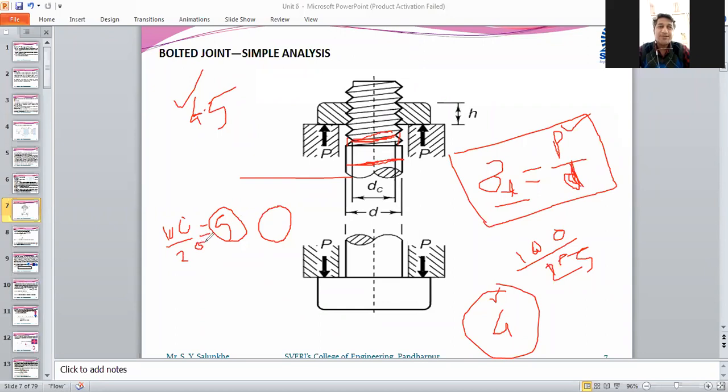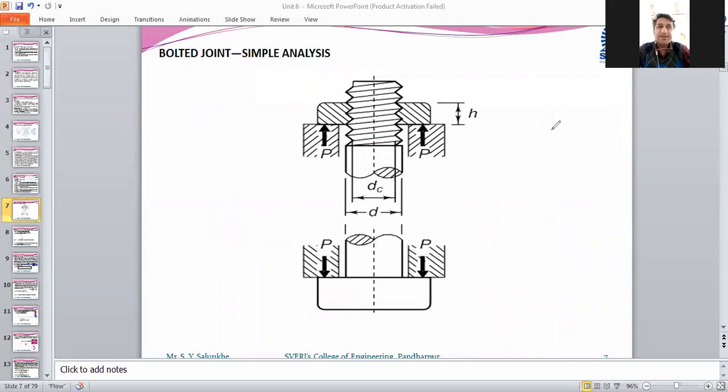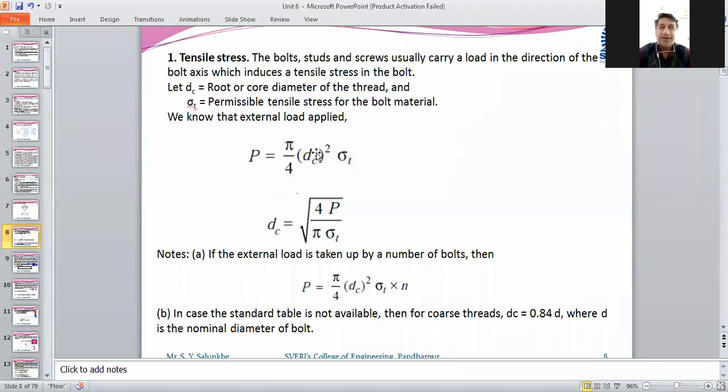If the root or core diameter is increased and made as a 25, external diameter may become as a 30 in that case. Okay, but root diameter has become 25, and then the value of stress will be 4 Newton per millimeter square, and then afterwards we can say now this is safe. Getting me? And that's why always you are going to take the core diameter for calculating stress or calculating the load carrying capacity. Okay, then this core diameter is given by under root 4P divided by pi sigma t, where sigma t is the tensile stress, allowable tensile stress.